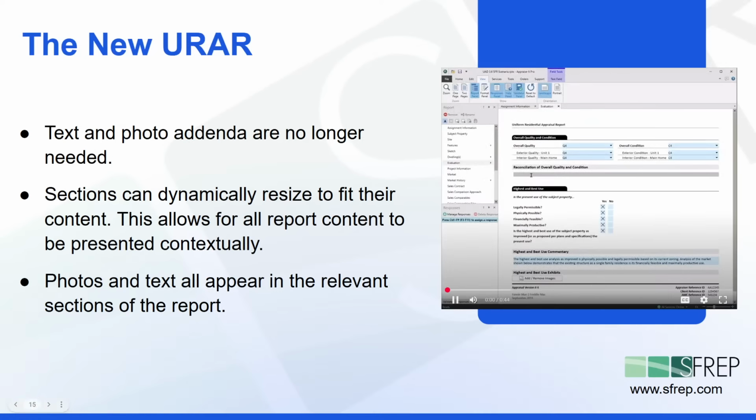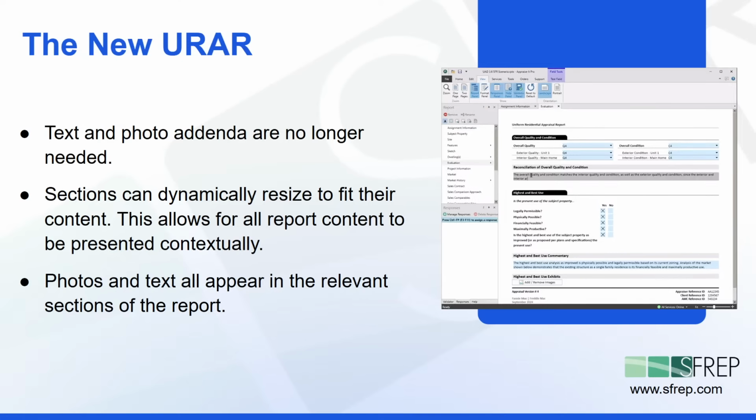So the new URAR, you can see in this little video here, filling out the new URAR, text and photo addenda are no longer needed. Everything is going to be where it needs to be. Sections can dynamically resize to fit their content. This allows for all report content to be presented contextually. So if you have a photo of some damage to the siding and you talk about how it needs to be repaired, that narrative you put in about that photo is going to be right next to the photo. So contextually, what you're saying is going to be right where the photo is, in the proper section of the report. Photos and text all appear in the relevant sections in the report.